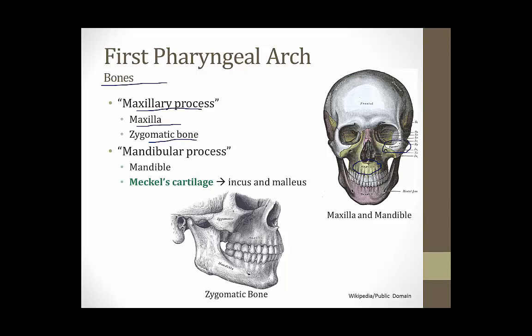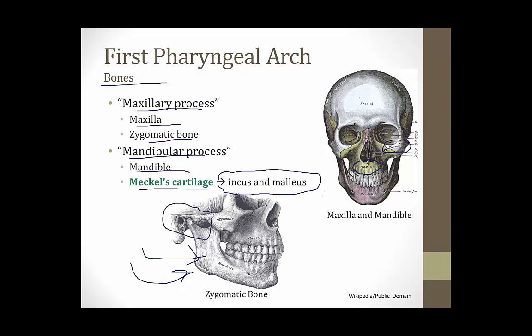The mandibular process, which is the other process of the arch, develops into the mandible, as shown here in this picture at the bottom. It also develops into an embryonic structure called Meckel's cartilage, which does not persist in the adult, but eventually develops into the incus and malleus, which are small bones of the ear. And that's easy to understand since this arch forms the mandible. Naturally, it could form small bones of the ear, which is located very close to the mandible.